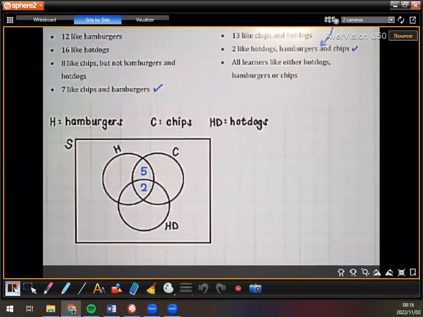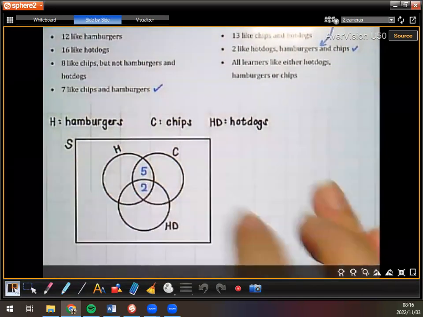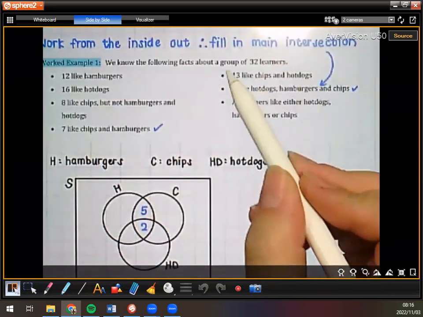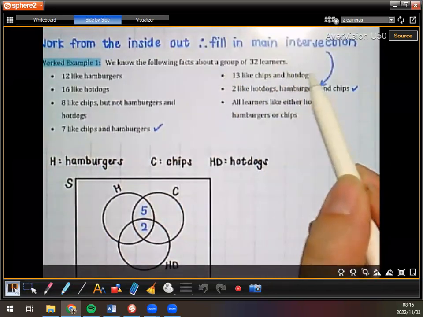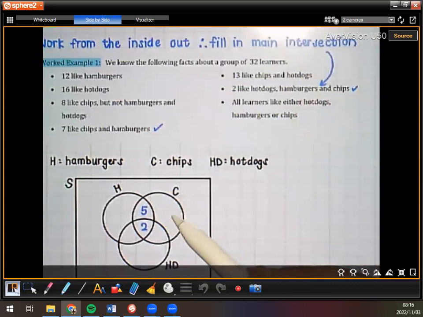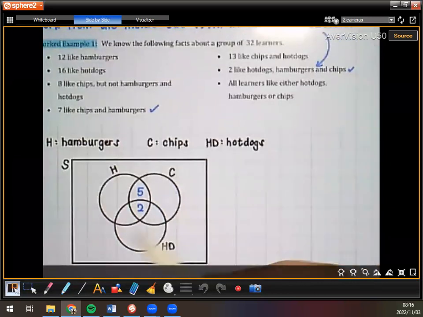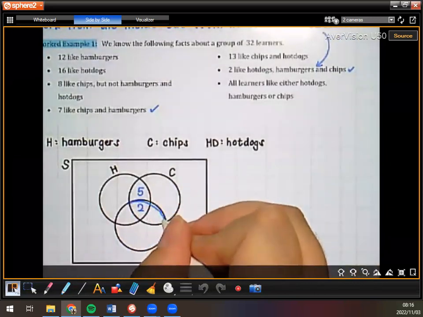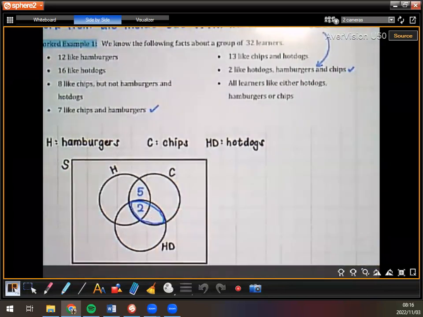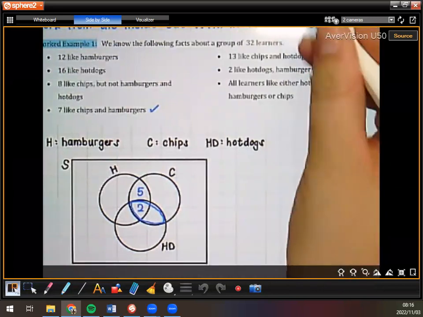Let's look for another one. They've given us 13 like chips and hot dogs. So chips and hot dogs, right? That's that section. 13. There are already 2 people in there, guys. So what must I put there? 11.